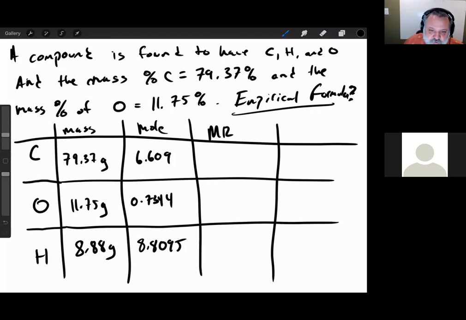The smallest value should easily be seen to be the number less than 1. So let's divide every number by it. So I'll start off with 8.8095 divided by 0.7344. I get 11.996. 6.609 divided by 0.7344, I get 8.9992. Am I done?